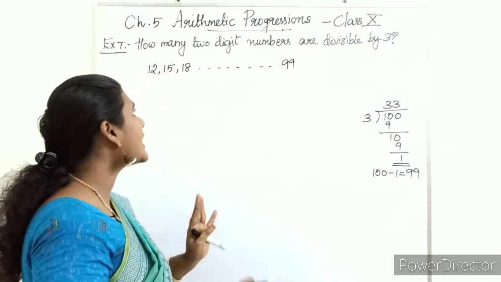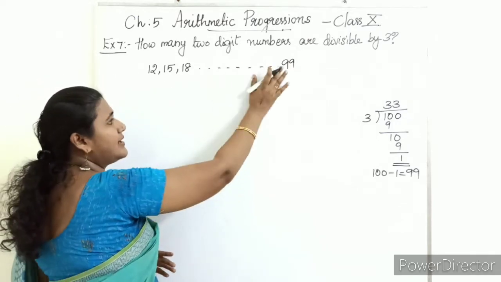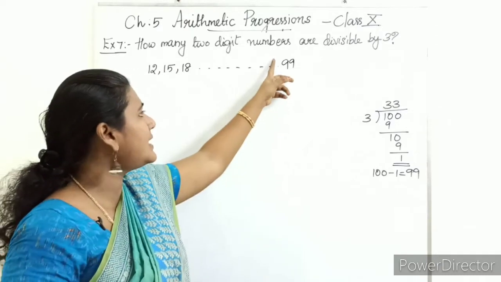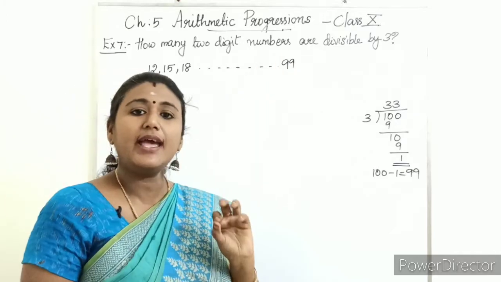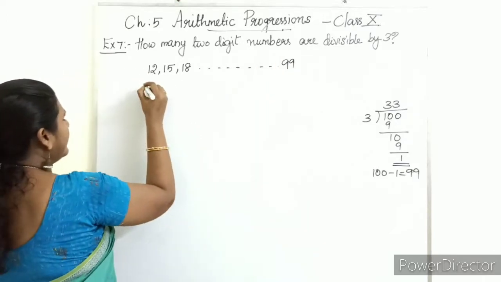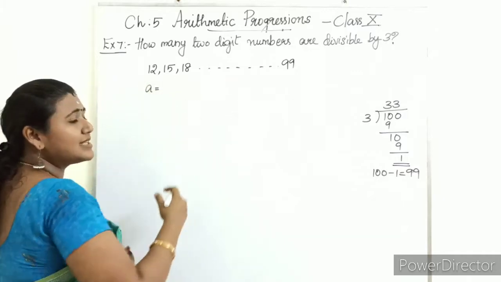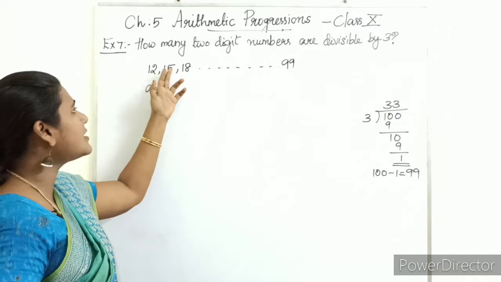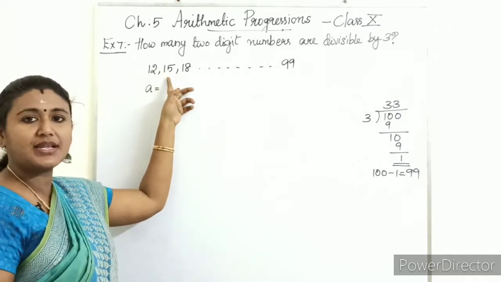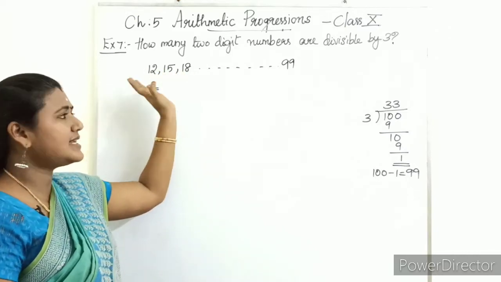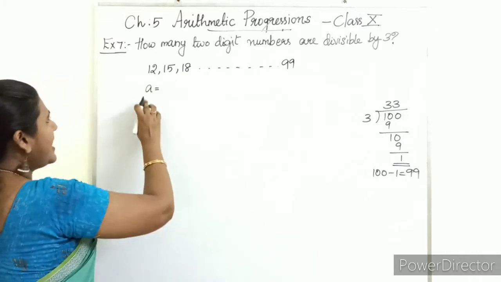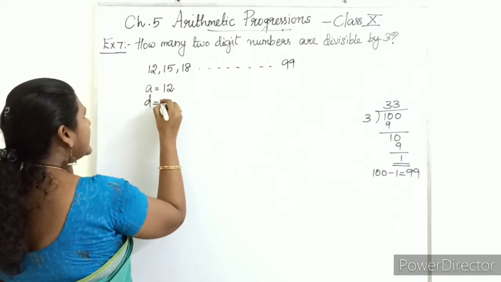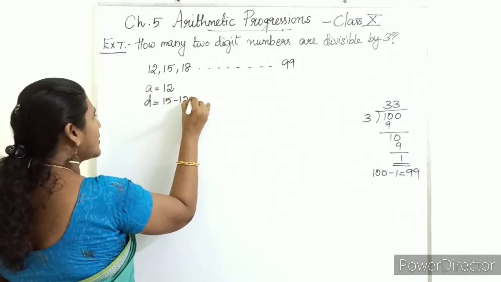Now our question is how many numbers are there in this? That is, you have to find the value of n. Here you can take this 99 as the nth term. Okay, so we will write a is equal to... whether this forms an AP or not. Yes, definitely it is an AP, because each term is obtained by adding the number 3. So this 12, 15, 18 etc. forms an AP. Now a is equal to the first term 12 and d is equal to a2 minus a1, that is 15 minus 12 is equal to 3.